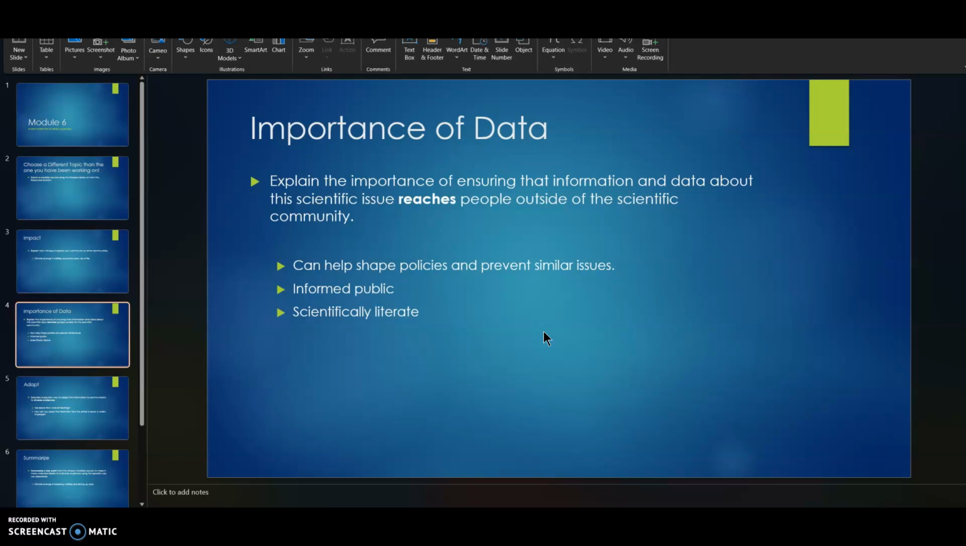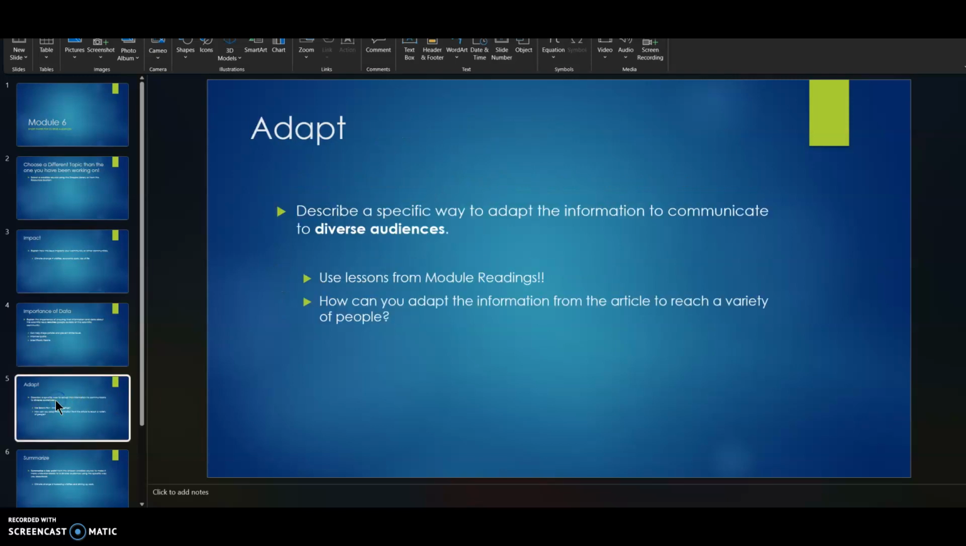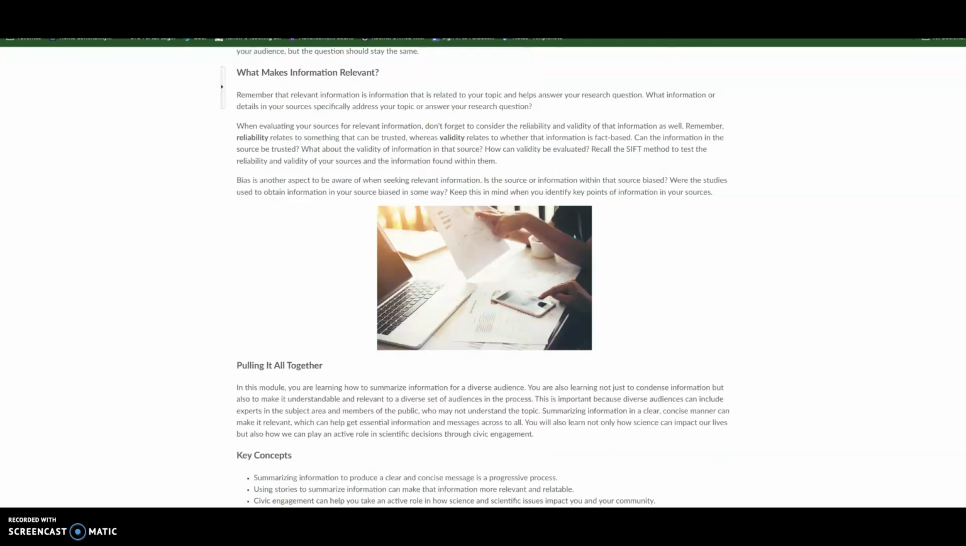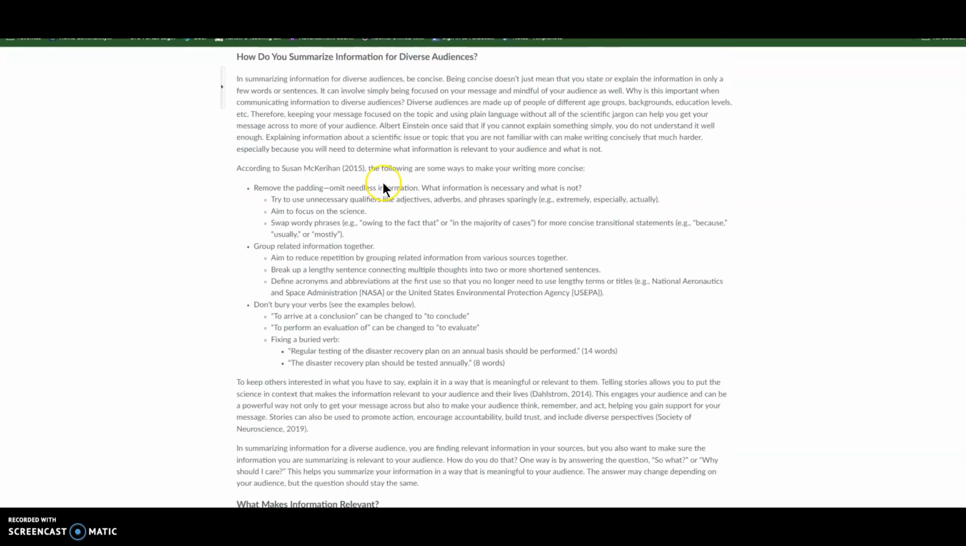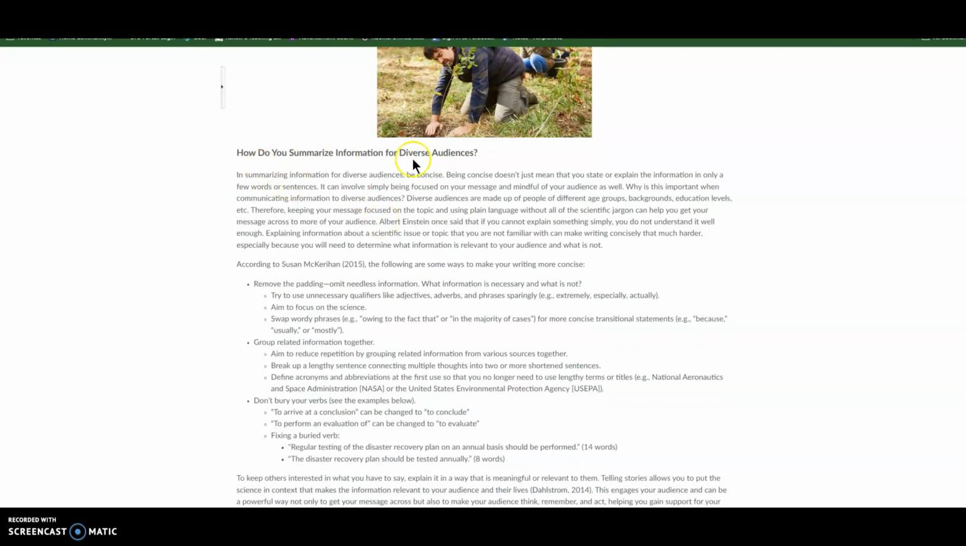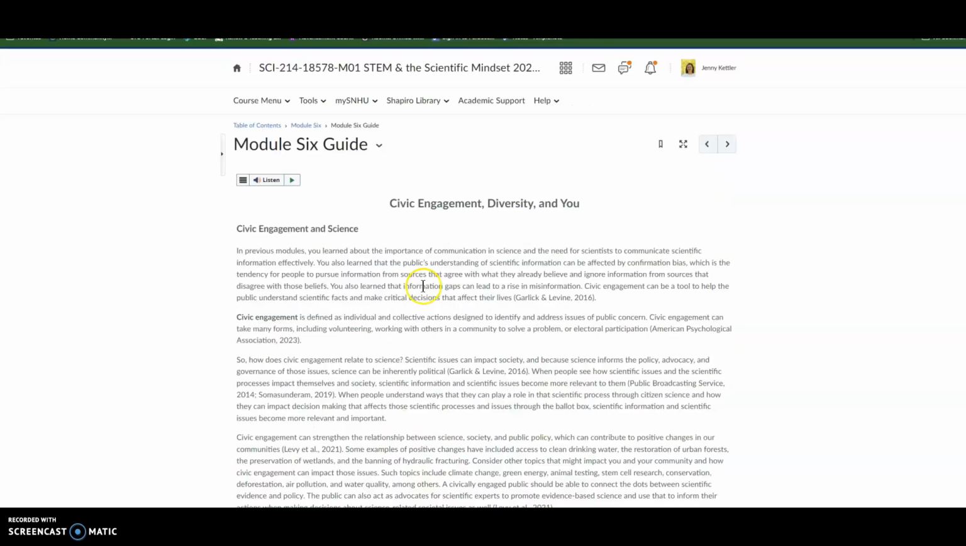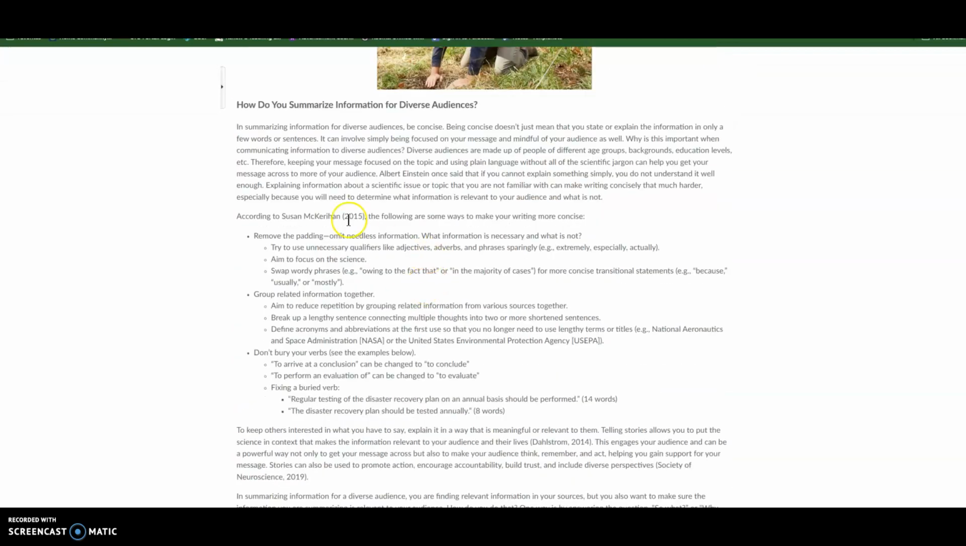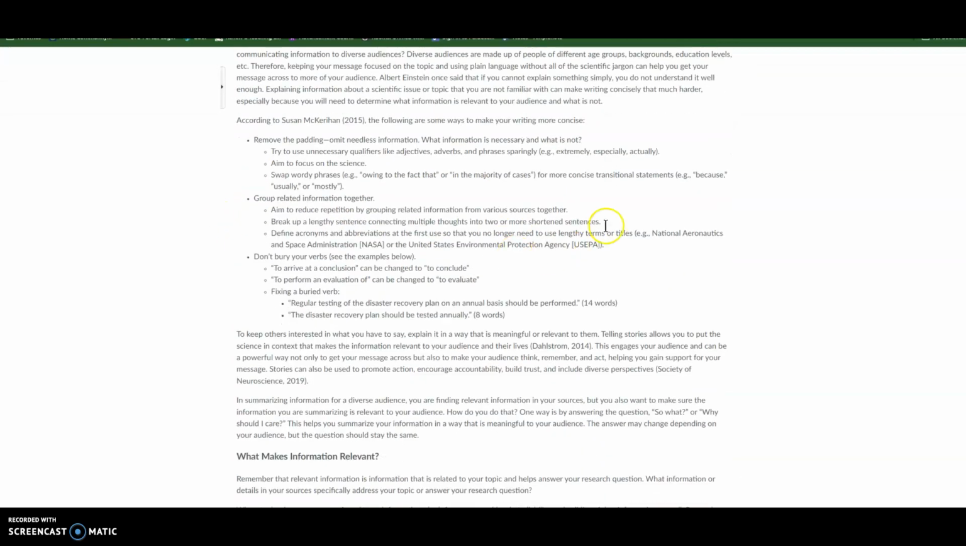So you'll have to determine why it is important for the data from your scientific issue to go out to the public. The next one is about adapting that information to communicate to diverse audiences. You really want to use your lessons from the module readings. So if we go and look at that, right here, this is in module 6 with your reading, about how you can adapt your writing to present the information.